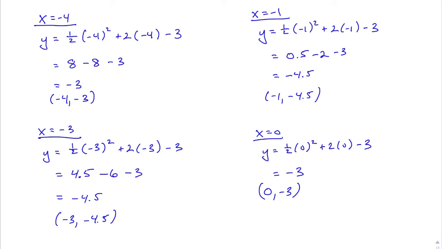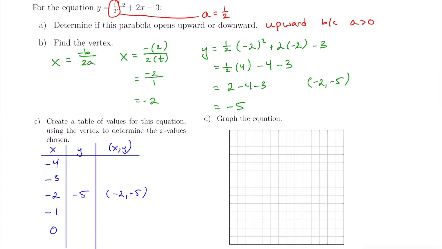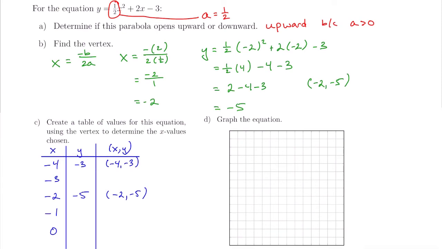Now returning back to our table, we can fill in the y values that we just calculated. We had -4 as an x value, had a y value of -3, and an ordered pair was -4, -3. For -3 as an x value, it had a y value of -4.5, and so we had the ordered pair -3, -4.5. For an x value of -1, its y value was -4.5, and its point was -1, -4.5. And for 0, we had a y value of -3, giving us the ordered pair 0, -3.